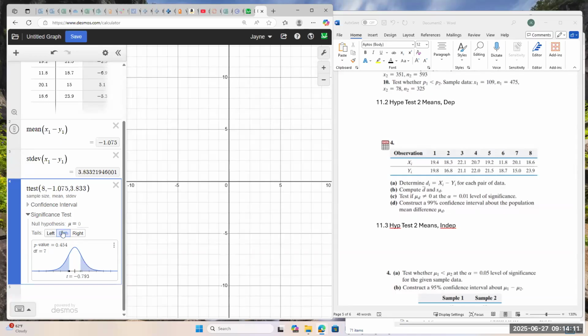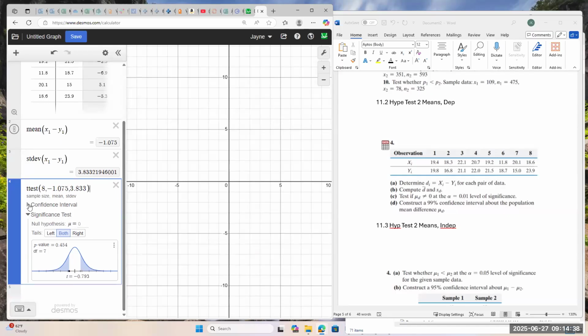If I had the paired differences was less than 0, that'd be a left test. Paired differences is greater than 0 would be a right test, but not 0 is a two-tailed test. So you can see that my p-value is 0.454, which is not less than alpha of 0.01. So I would not reject the null hypothesis for this set of data.